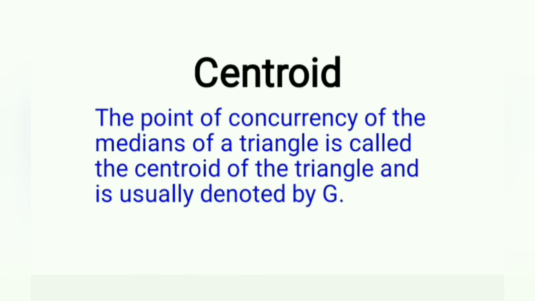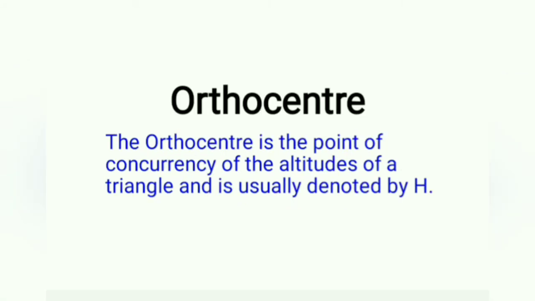Children, let's recap today's class. Centroid: the point of concurrency of the medians of a triangle is called the centroid of the triangle and is usually denoted by G. Orthocenter: the orthocenter is the point of concurrency of the altitudes of a triangle and is usually denoted by H.